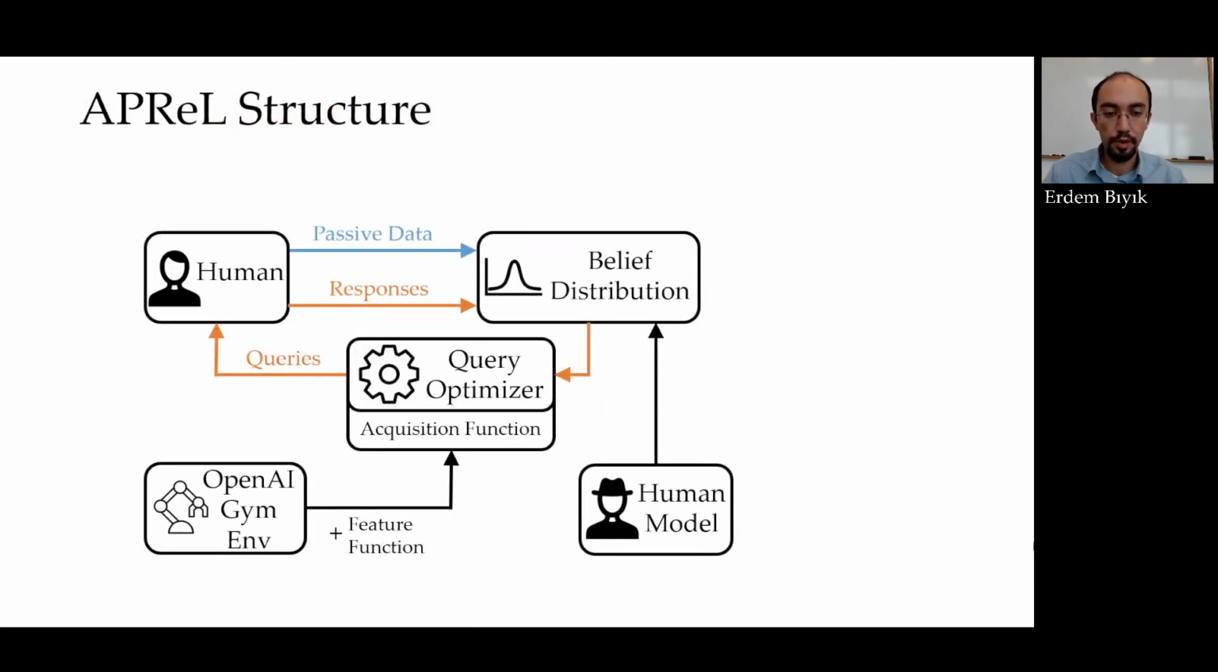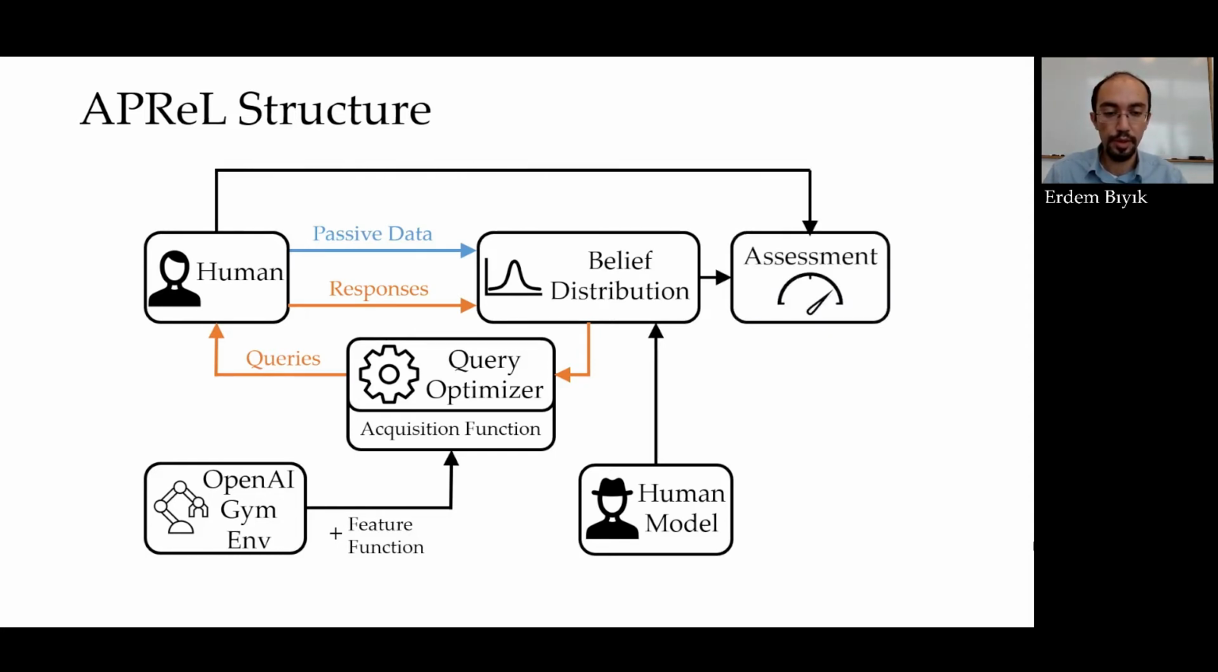At the end, our optimizer generates one or more queries with an acquisition function we selected. The user responds to these queries, and we update our belief distribution about the unknown reward parameter W. This process repeats multiple times until the distribution is confident enough about W. Finally, we assess the quality of the learned W or the posterior distribution.